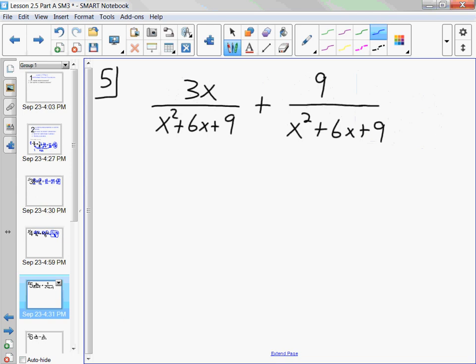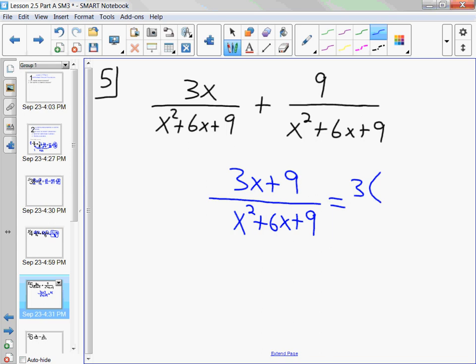Okay, problem number 5. Once again, we still have a common denominator, x squared plus 6x plus 9. So all I have to do is add the numerators. Well, they are not like terms. So I just write 3x plus 9 all over the common denominator. Well, I notice that the top and bottom both factor. I can take a greatest common factor of 3 out of the numerator. If I do that, that leaves me with x plus 3 inside the parentheses.